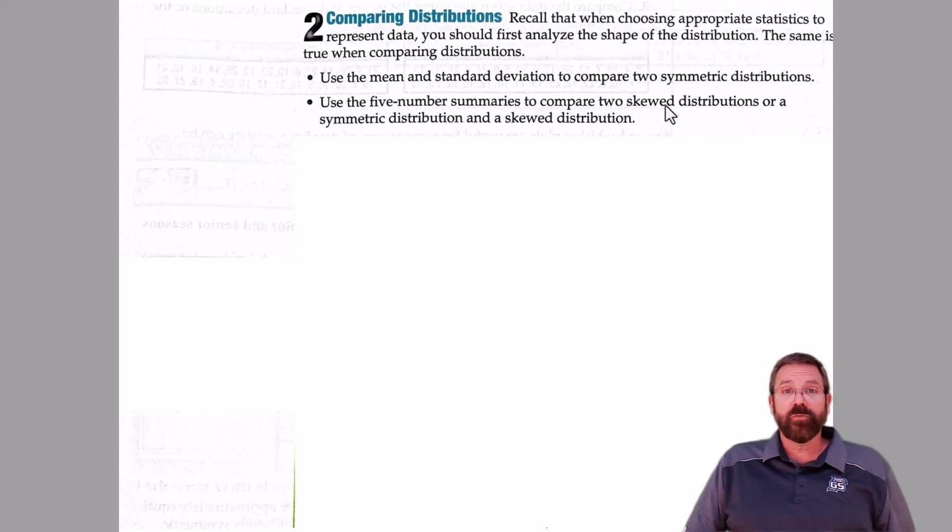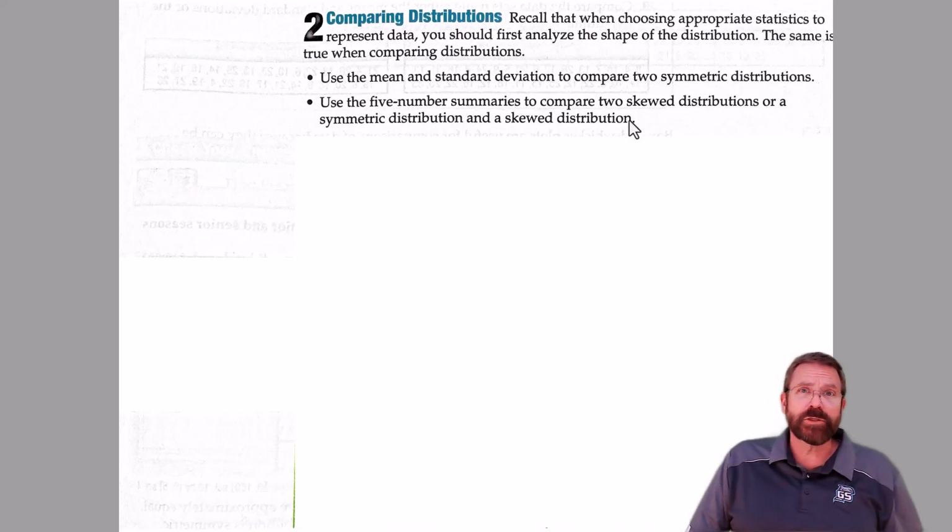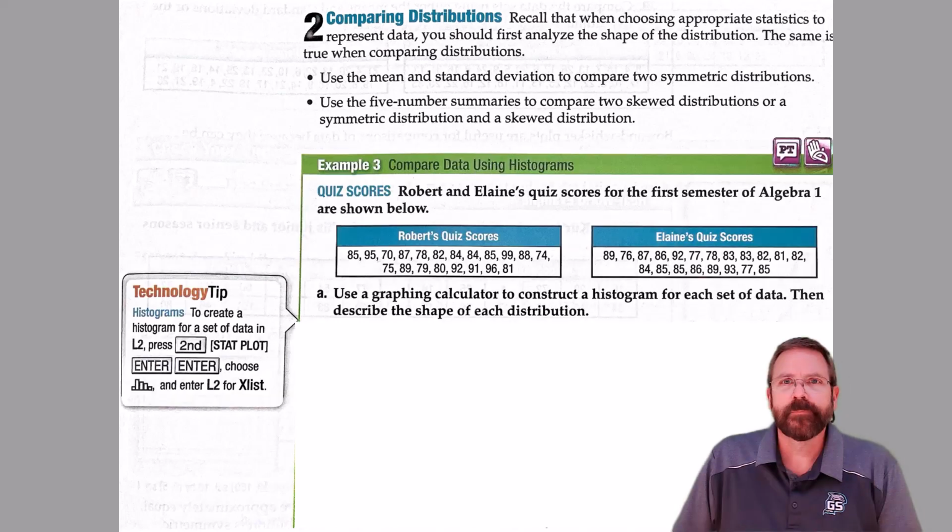If they're both skewed, or if even one of them is skewed, then you're going to have to use the 5-number summaries. Now it's going to be time for us to get in there and start playing with those graphing calculators again. We're going to be comparing Robert and Elaine's quiz scores for the first semester of Algebra 1.